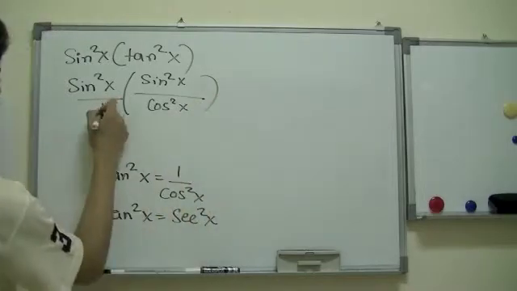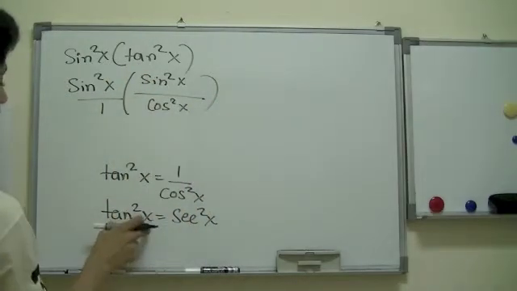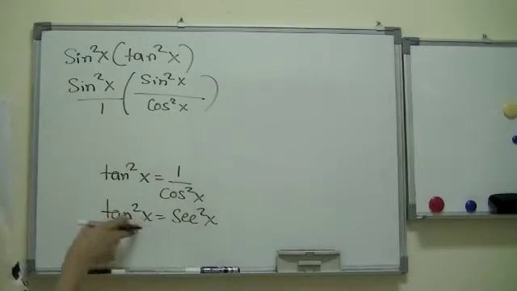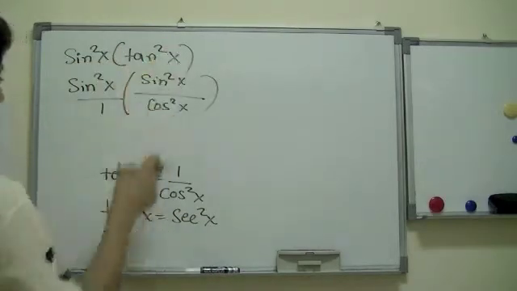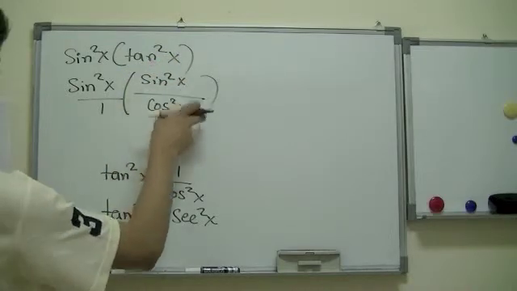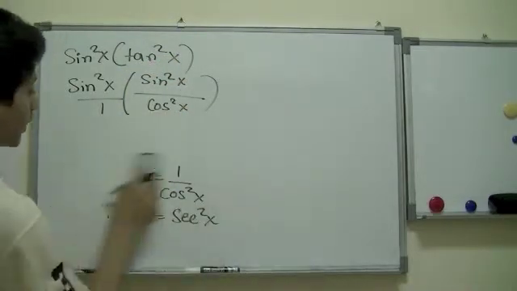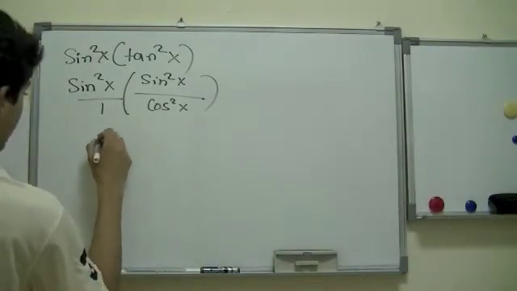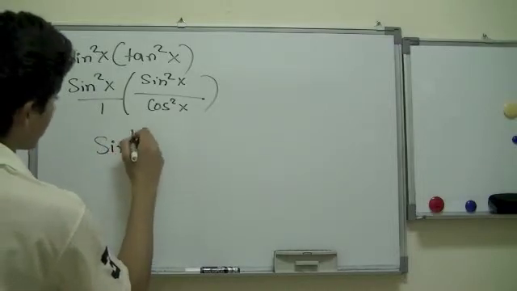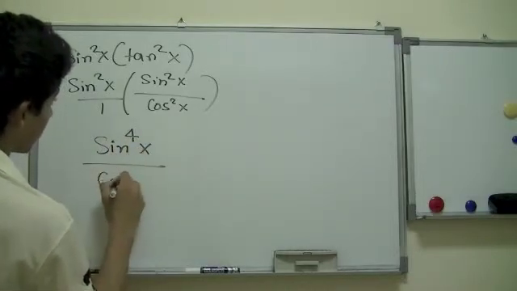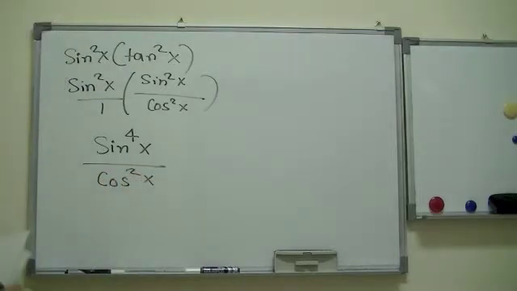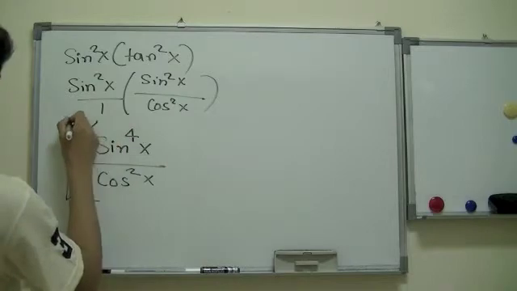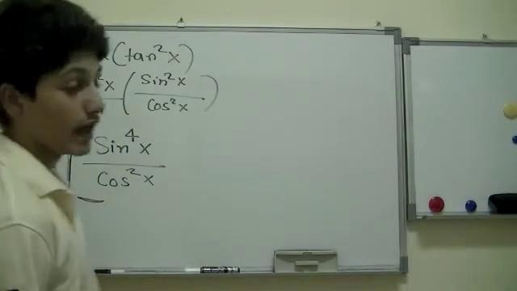You see, we're continuously changing the whole equation. From secant, we went to tangent. From tangent squared x, we went to sine squared x divided by cosine squared x. So you need to continuously keep changing it if you are able to. Then you can multiply each other: sine raised to the 4th power x over cosine squared x. So this is your final answer, since we cannot simplify any further.